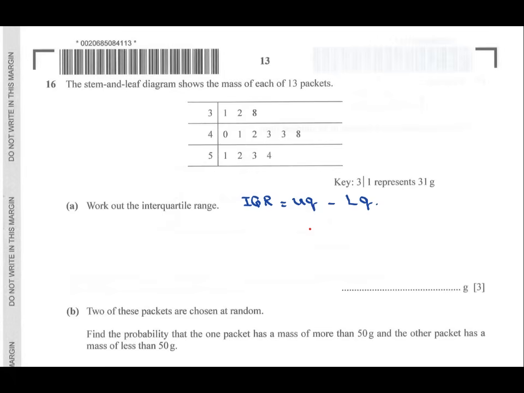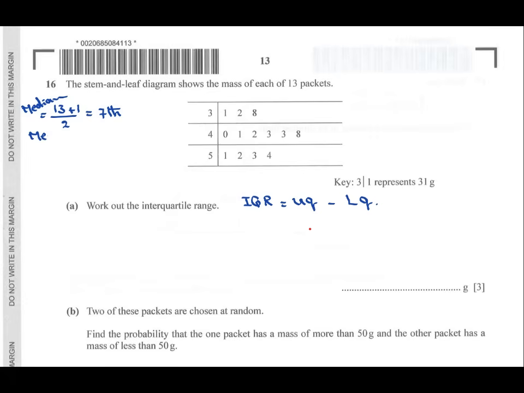How to find these quartiles? We have 13 buckets. It's an odd number. So to find the median, we add 1 to this odd number and then divide by 2. 13 plus 1 is equal to 14. 14 divided by 2 is equal to 7. So the median is the 7th value.